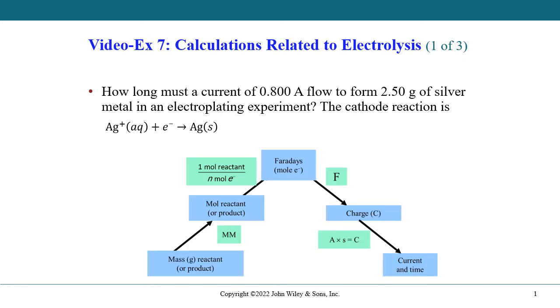We can use the same flow chart where we start with the mass. We work with the molar mass as the conversion unit to get the number of moles. We then work with the moles of reactant and number of moles of electrons as conversion unit to get the number of moles of electrons in terms of Faradays. We then use the Faraday constant to get the charge. And once we have the charge, we can work with the current and find the time.